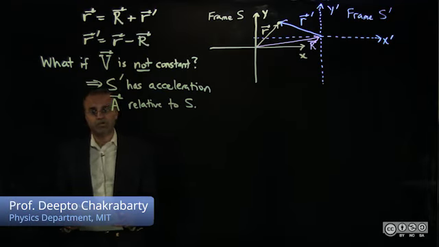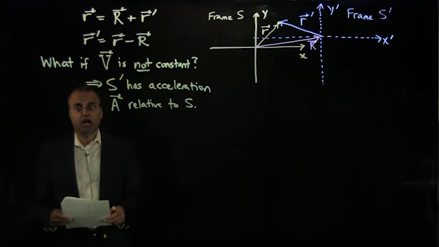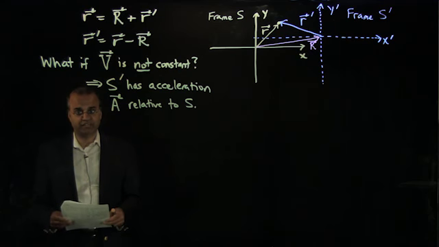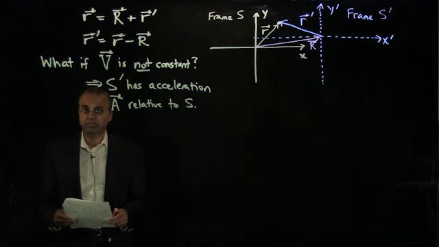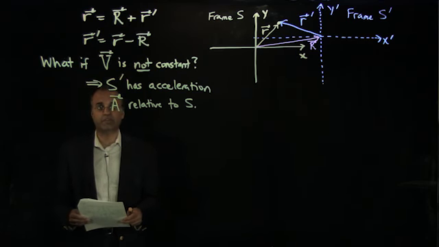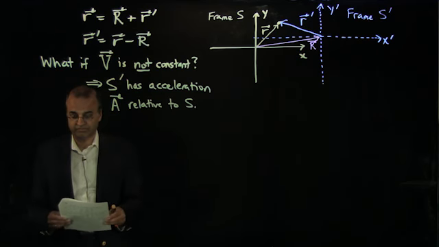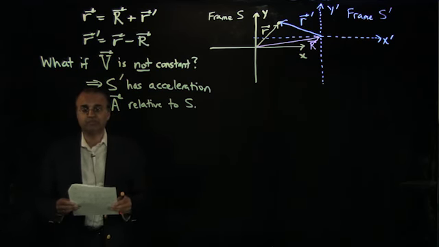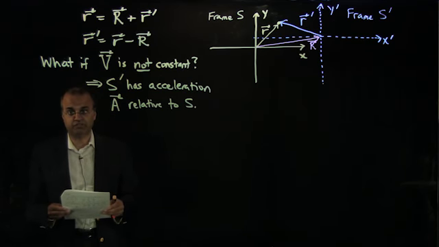Now that we've seen how coordinates are related between two inertial frames, I want to consider a slightly more advanced example for a moment, which is suppose that capital V, the vector velocity of frame S prime relative to inertial frame S, is not a constant. So in this case, suppose that frame S prime has an acceleration capital A relative to S. We now say that S prime is a non-inertial frame because it is accelerated relative to frame S.